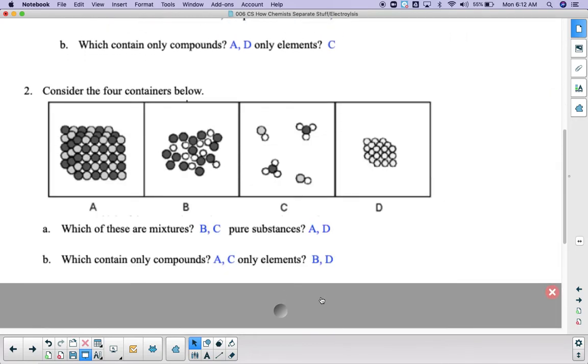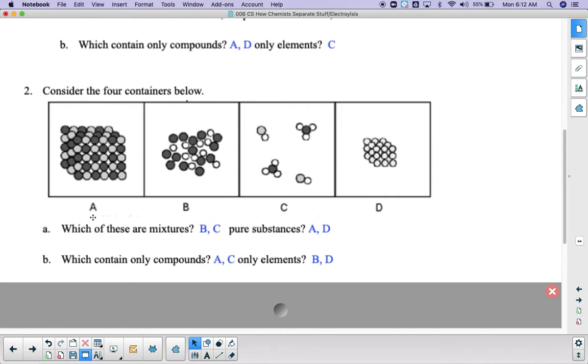Moving onward to the second box, we had to decide which were mixtures and which were pure substances. I chose B and C for my mixtures. In B, I have 2 different types of atoms. I can tell that this isn't a compound because I don't have a fixed ratio between the lights and the darks. It just appears to be a pile of lights and darks stirred together. C is a mixture as well because you have more than one type of particle.